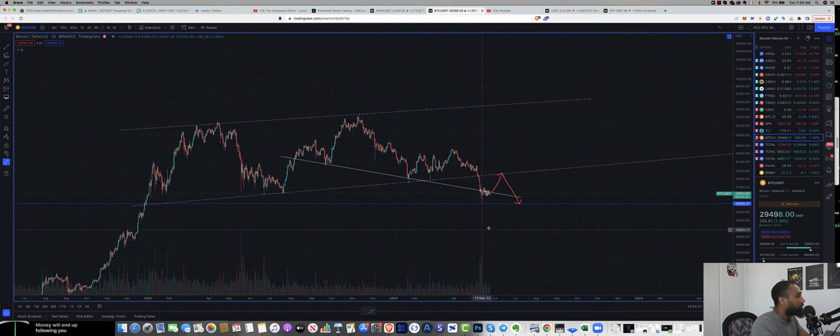All right, so just keep that in mind. We had this kind of wedge here that Bitcoin was in, so we're underneath it. A lot of people may be looking at this, so we could definitely break back into the pattern. You've got to keep in mind that people may be looking at this pattern as well, right? If we break back into the pattern, they may be looking at, hey, okay, we're back in the pattern, we may retest here and then hit high.